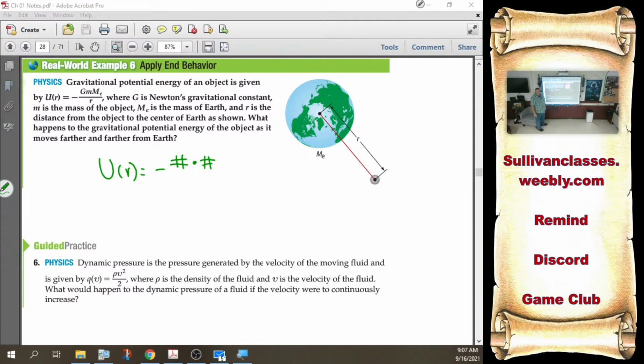M sub E, mass of the Earth. I'm pretty sure mass of the Earth isn't changing. I mean, you can argue about at any given point. You've got, like, meteorites striking it.